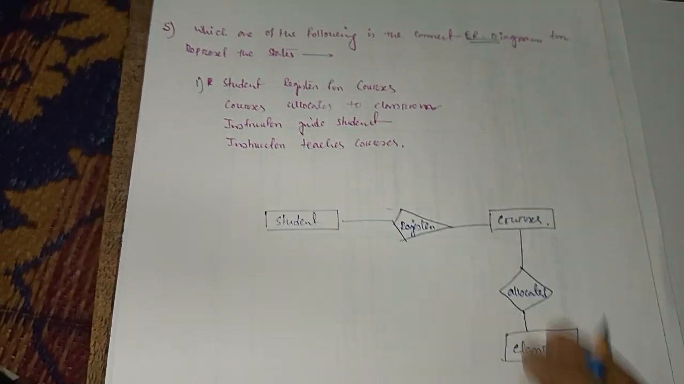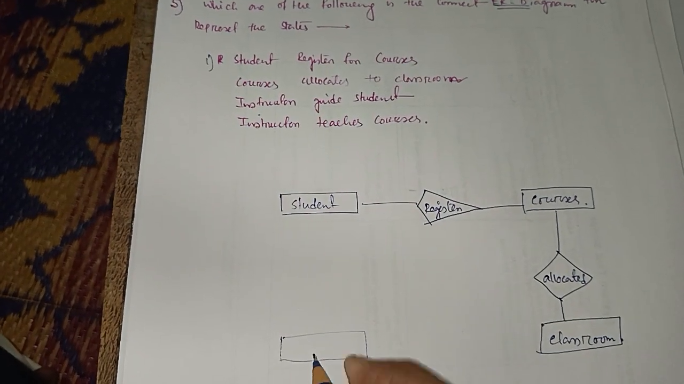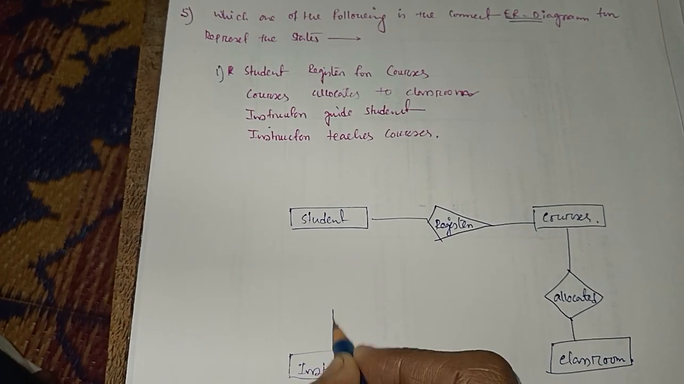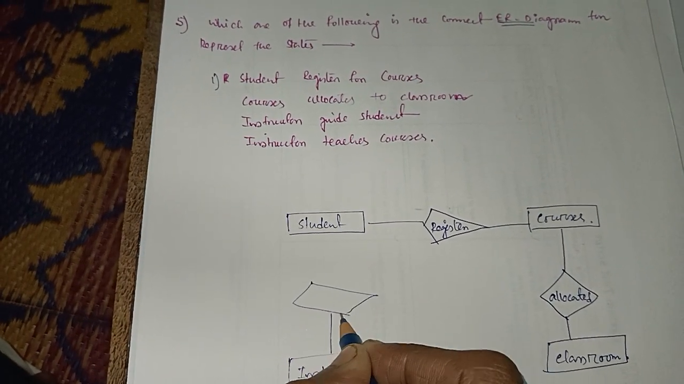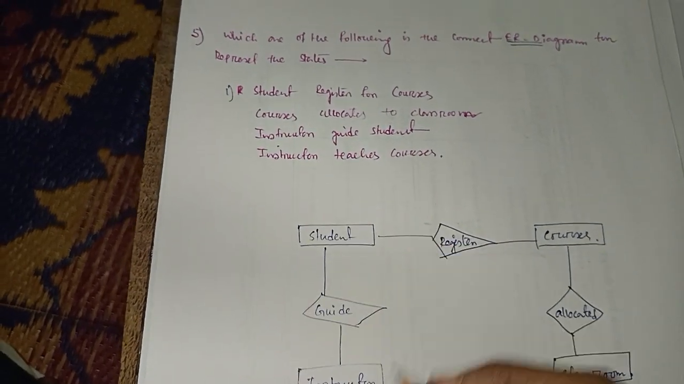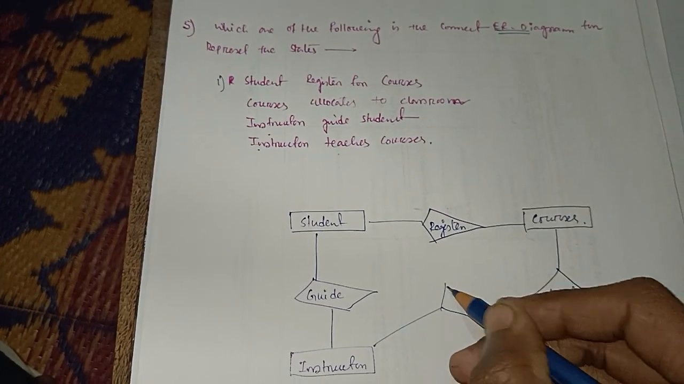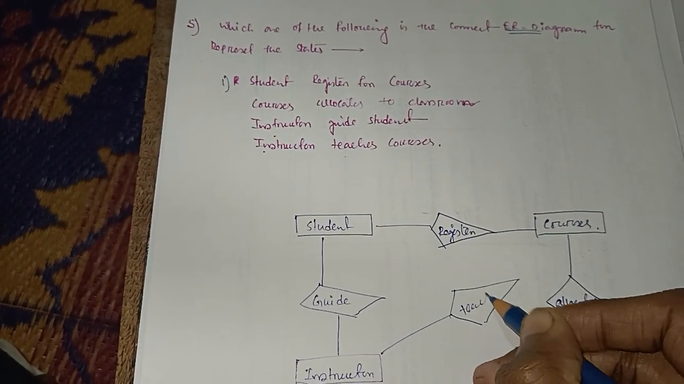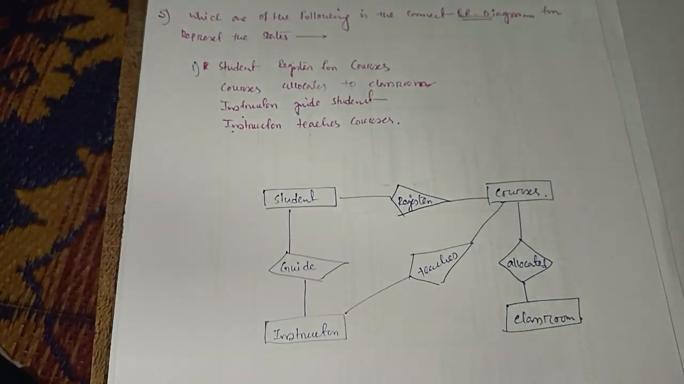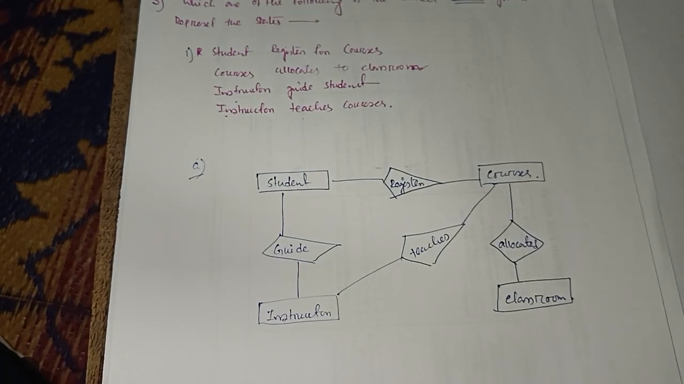Courses allocated classroom. Then instructor guides student. So instructor is one entity, and the relation is guides. Instructor guides student. Instructor teaches courses, so the relation is teaches, between instructor and courses. So this is the correct ER diagram of the given question, and this is the answer of the given question.